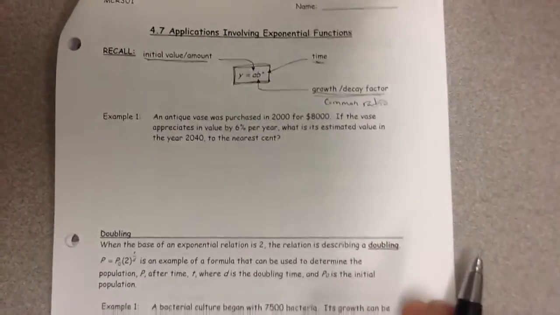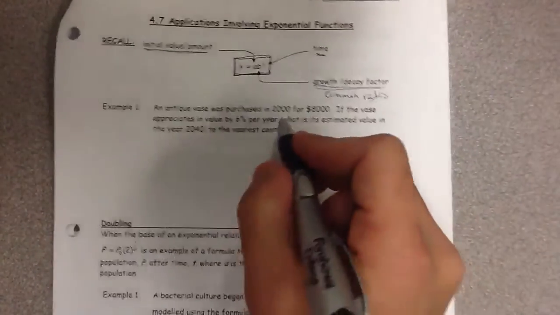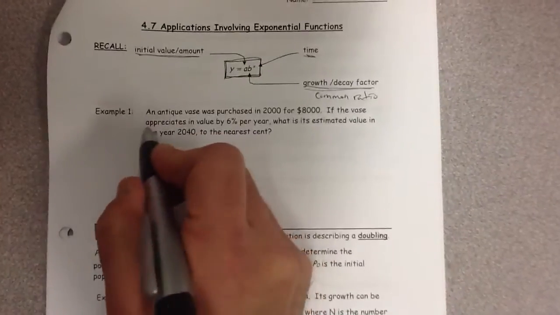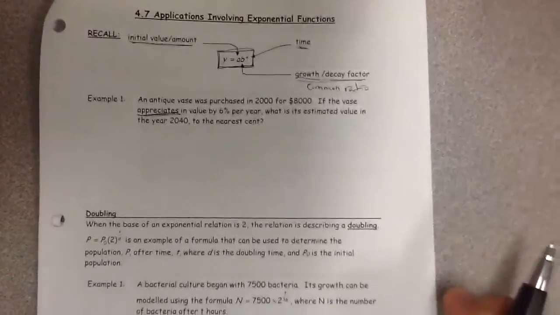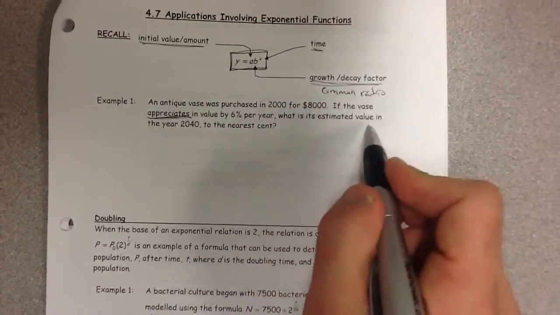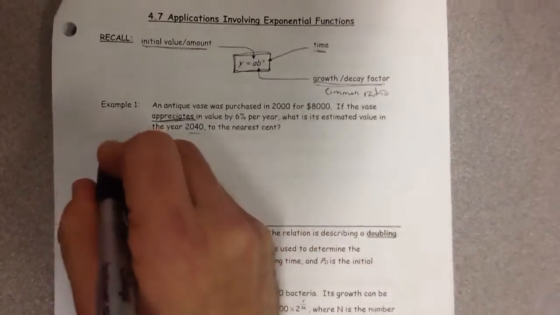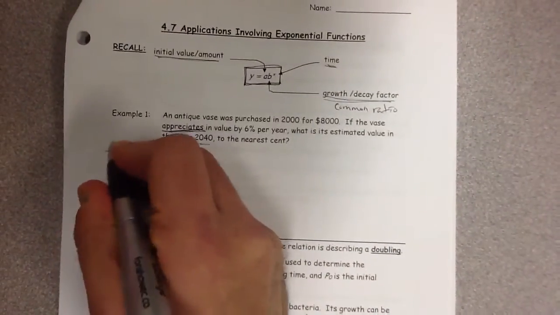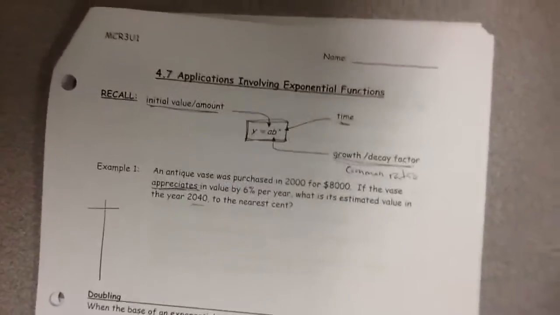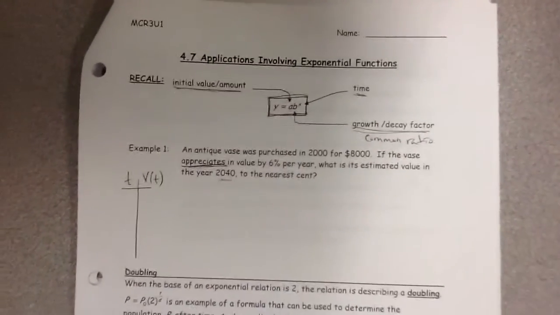So for example, in example number 1, an antique vase was purchased in the year 2000 for $8,000. If the vase appreciates, so it's gaining interest, appreciates in value by 6% per year, what is the estimated value in the year 2040 to the nearest cent? So I'm just going to come up with a table of values first, and I'm going to have my time and the value of the vase. So I have time and I have the value of the vase in terms of time.